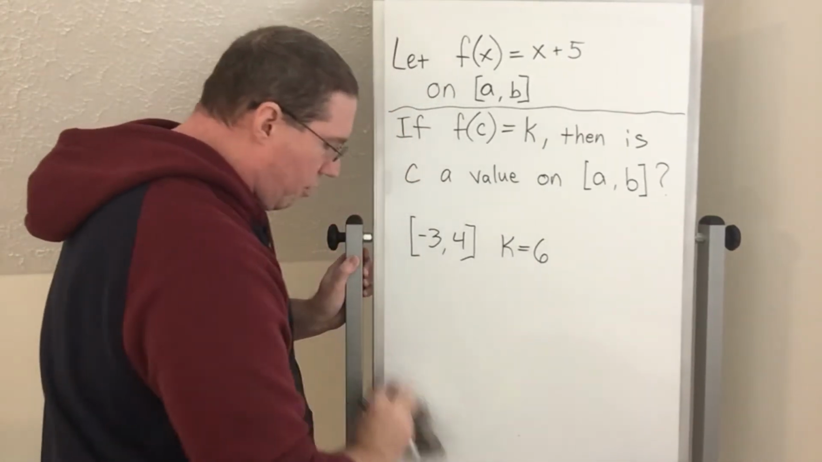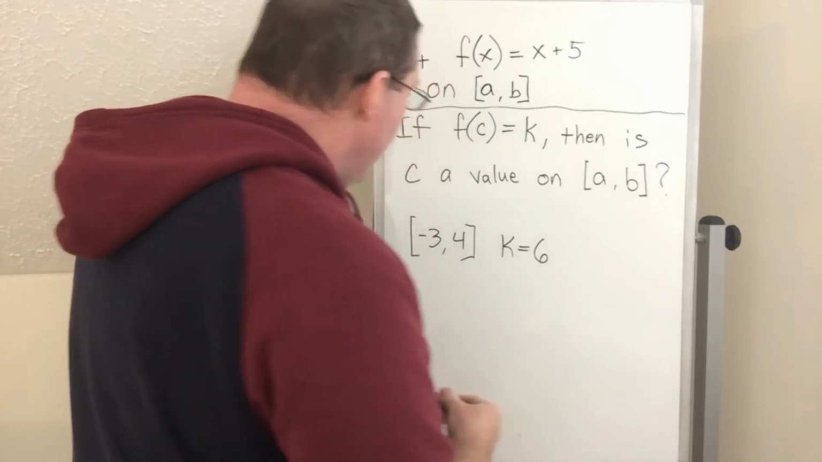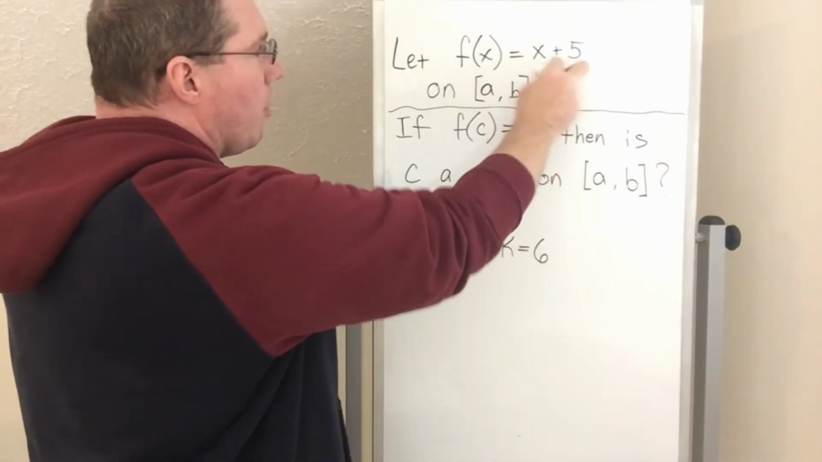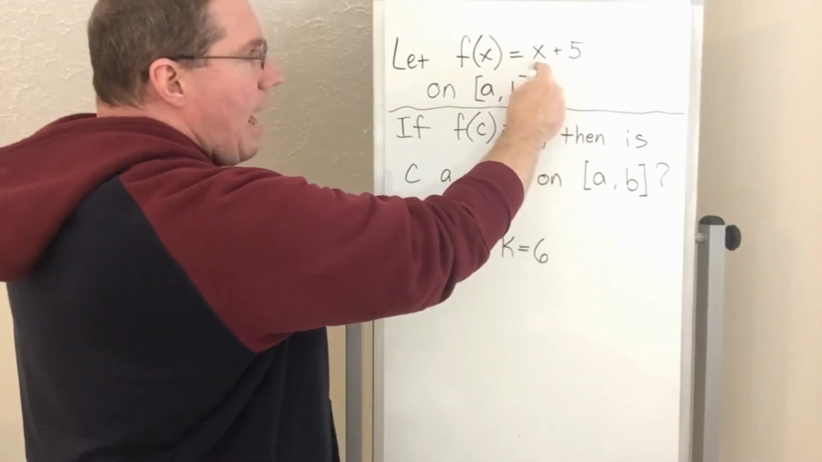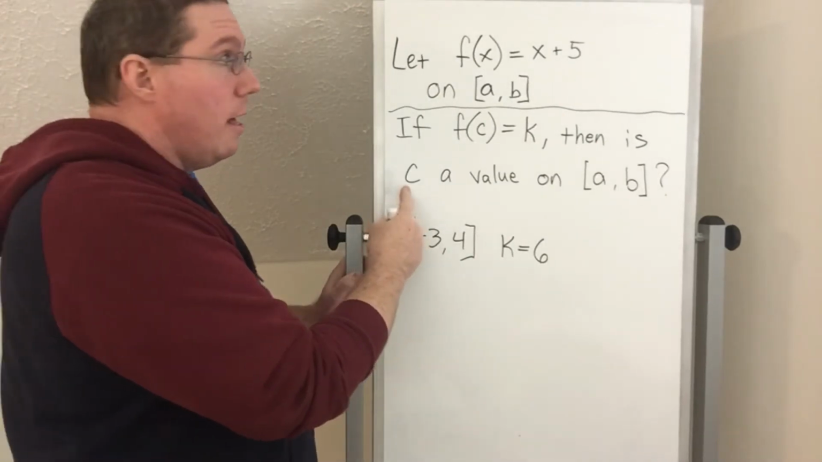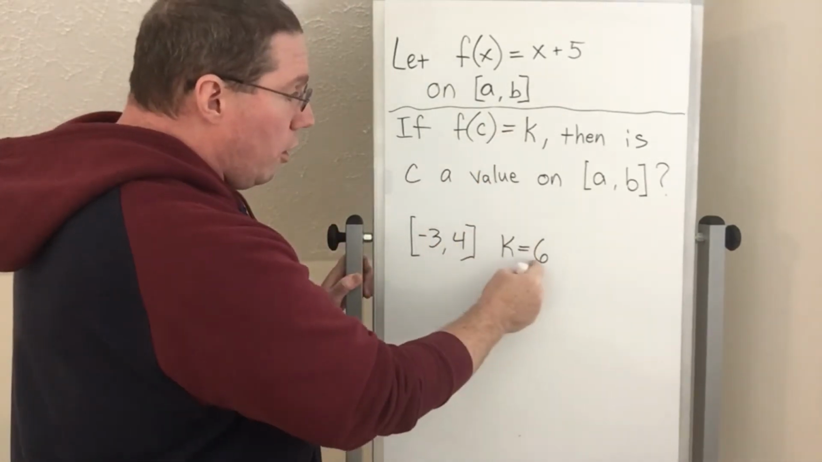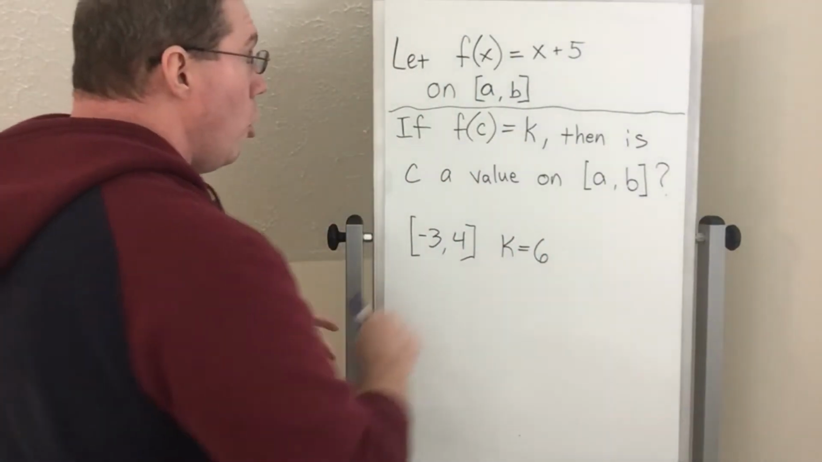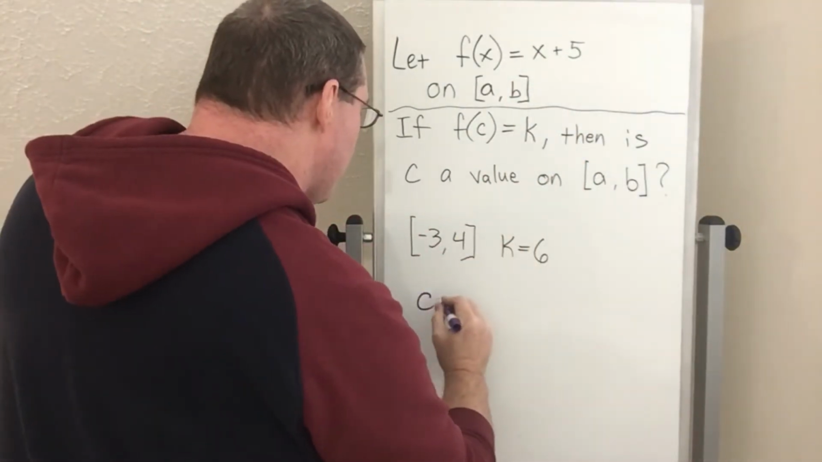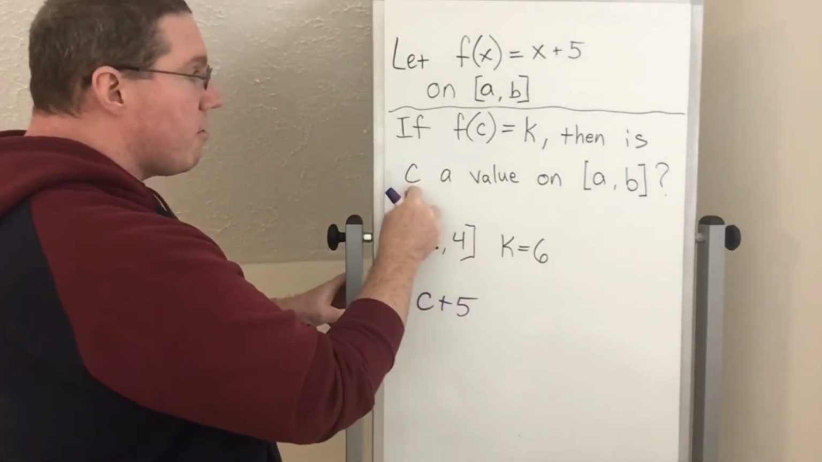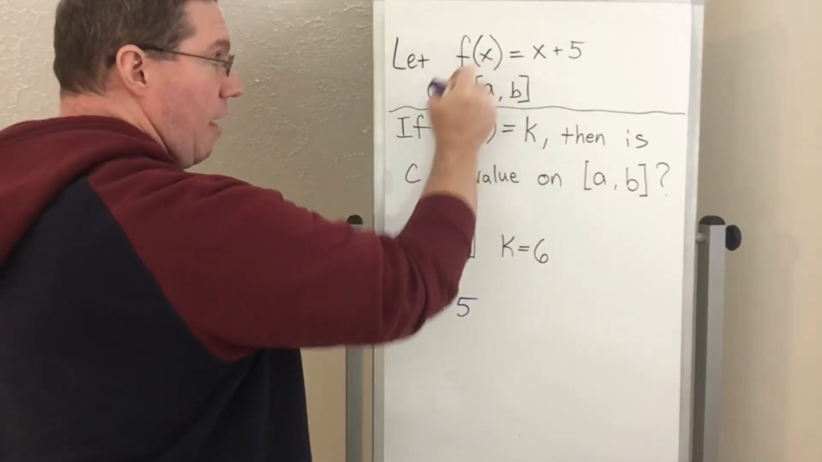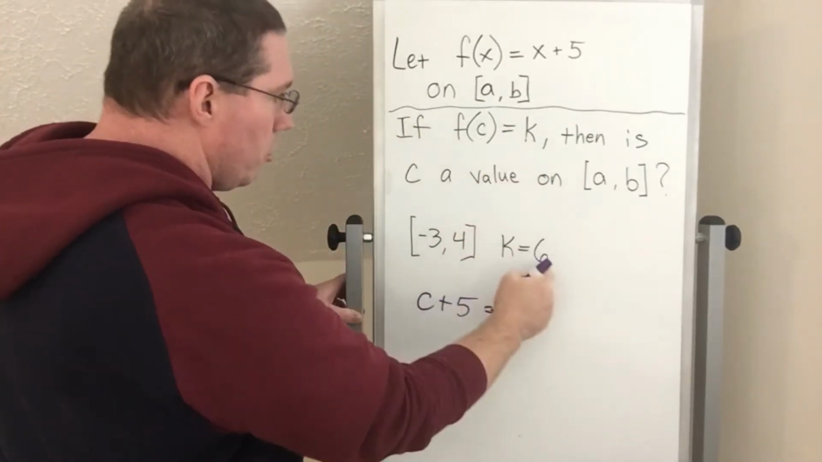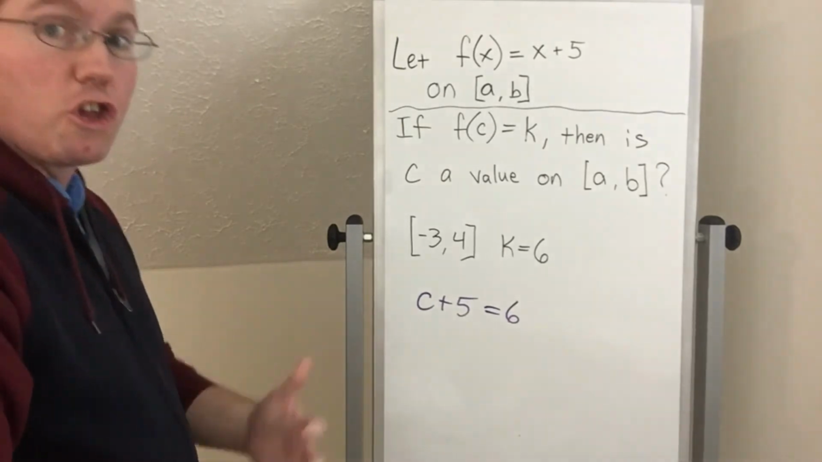All you have to do to answer this question is, not plug c, sorry. Take your function, your f of x, okay? Replace the x with the letter c, and then set it equal to your output value here, which is 6. So here's what we're going to do to solve this: we're going to take x plus 5 and make it c plus 5. We're plugging c into the x in f of x. So it becomes c plus 5 is equal to whatever k is equal to, which is 6. And then just solve for c.